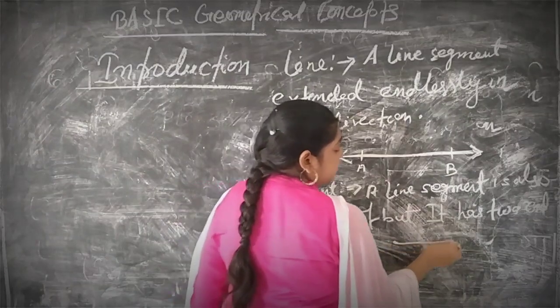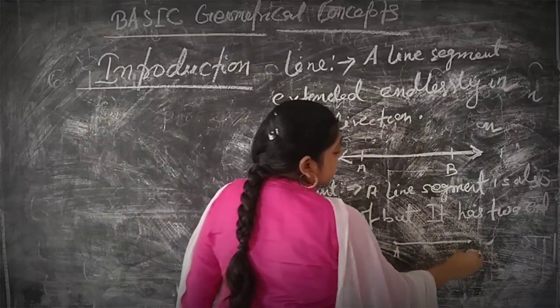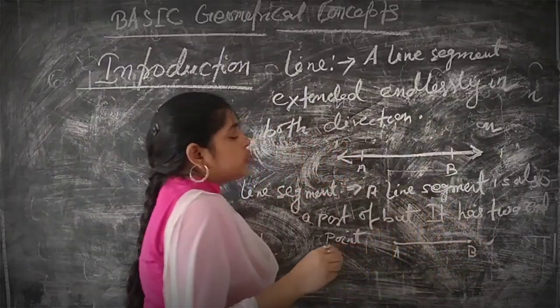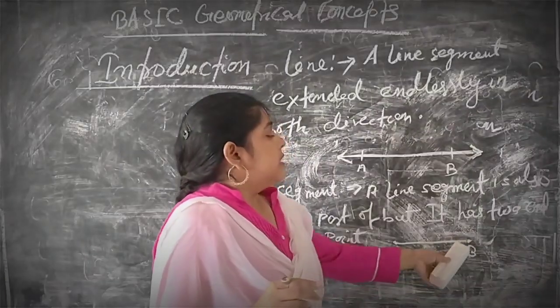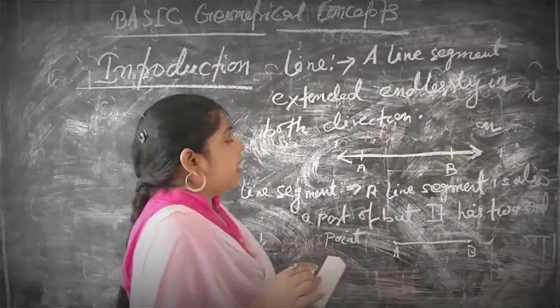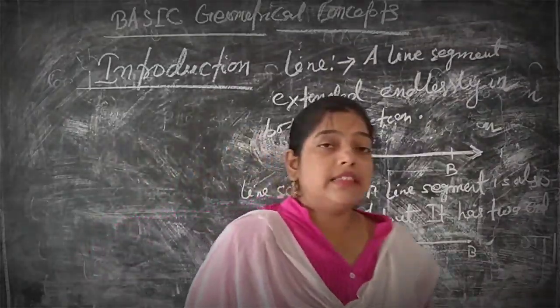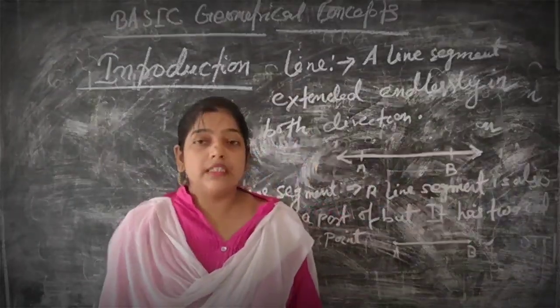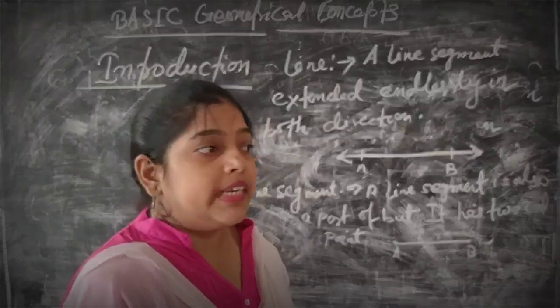Look at this picture. There is a point A and the next is point B. This is the shortest straight path and its dimension is fixed, so it has a fixed length. Now what is the definition of the line segment? A line segment is a part of a line. It has two end points and it has a definite length.